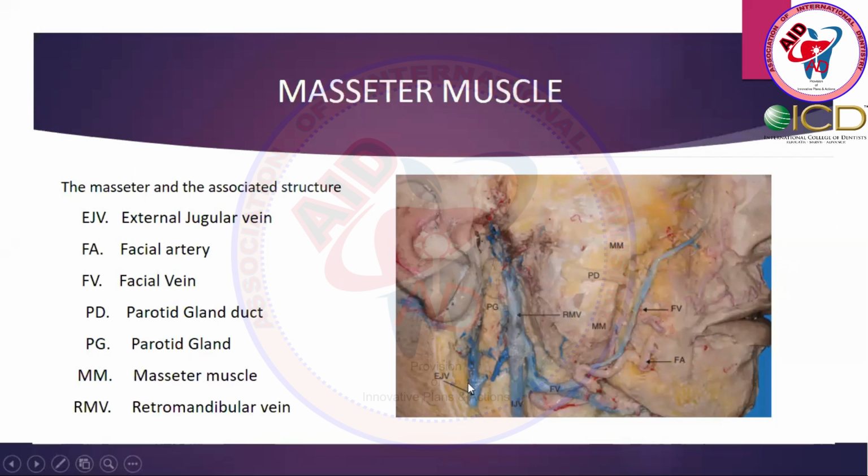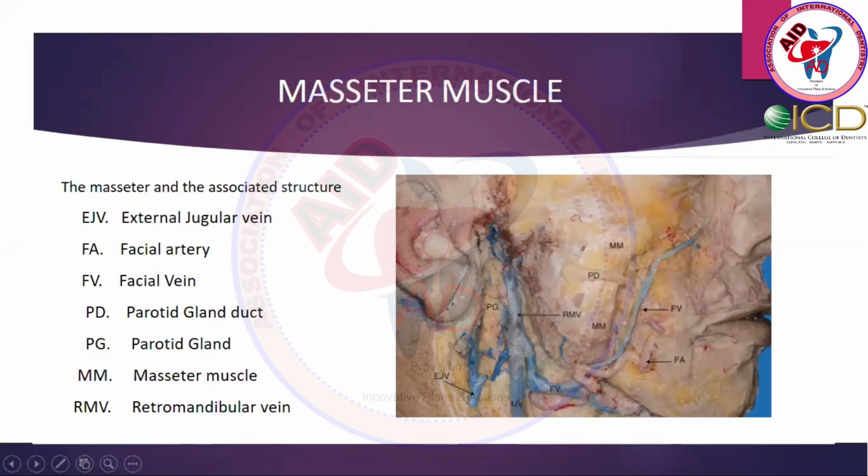Then there is the parotid duct, which is right here and crosses over the masseter muscle. This is the parotid gland, which has the posterior lobe, and this is the superficial lobe, and that is the parotid duct, which opens into the oral cavity crossing the buccinator muscle. That is the masseter muscle here, and that is the retromandibular vein right here. It is draining right here.